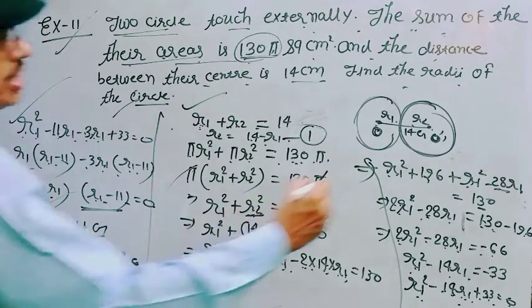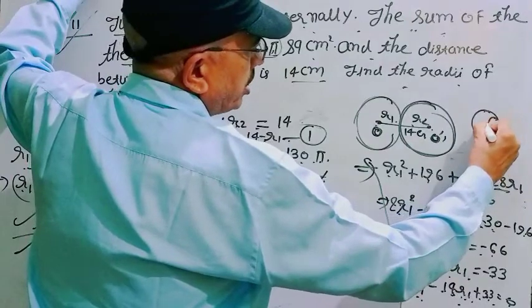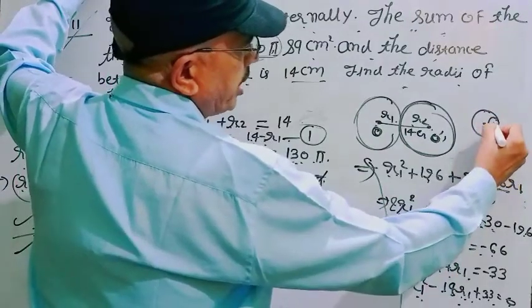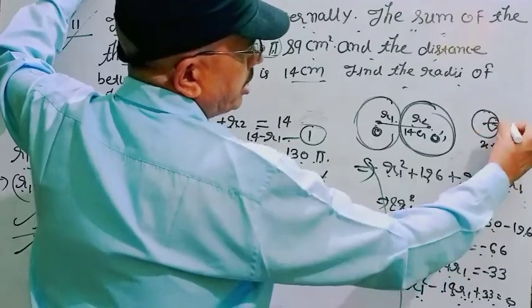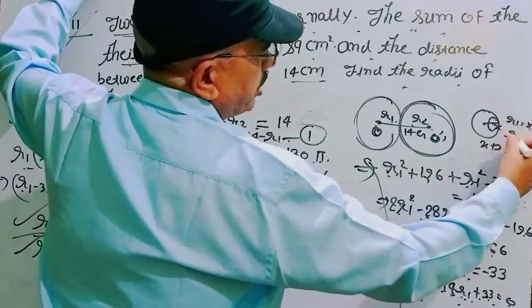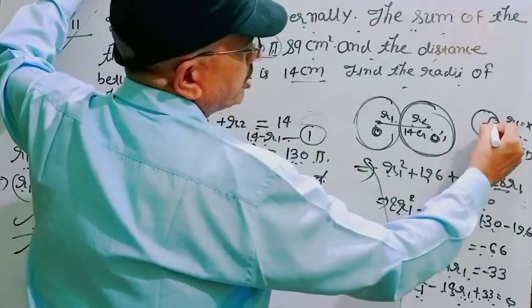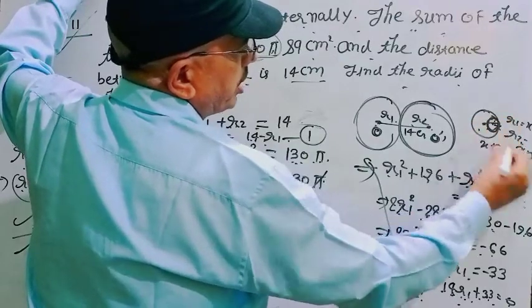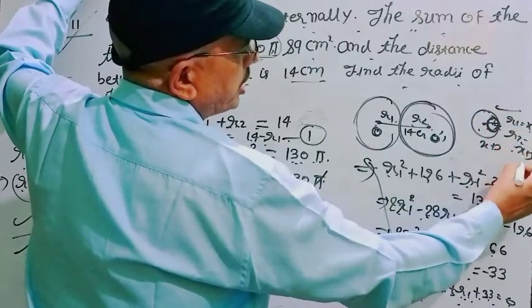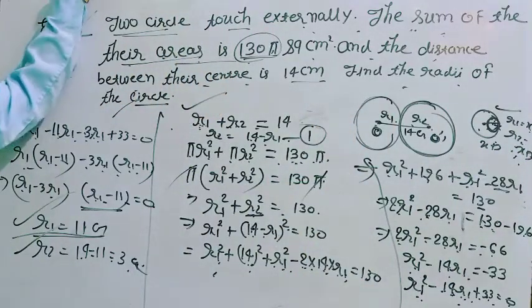If your question is about circles touching internally, then you change it like this. Suppose one radius is x, then the other is x plus 3. If the distance of the centers is 3, then R1 is x and R2 is x plus 3. If the circles touch internally, then R1 is x, then R2 is x plus 3, and try to solve by this method and you can solve it.